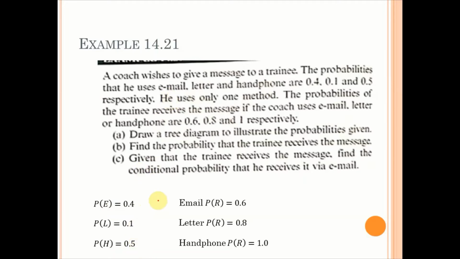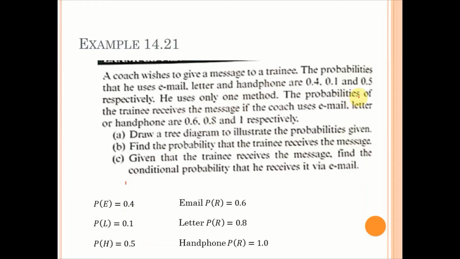Okay, he will only use one of these methods. Means dia akan sama ada guna email atau letter atau handphone. Dia tak akan guna semua sekali. Therefore, kalau you kira, you tambah 0.5 tambah 0.1 tambah 0.4, you dapat 1. So betul lah, probability semua patutnya sama dengan 1.